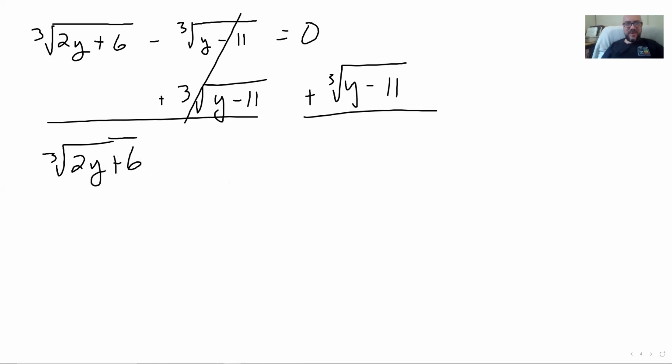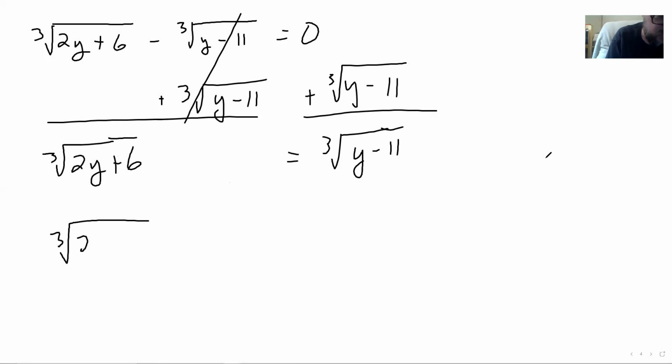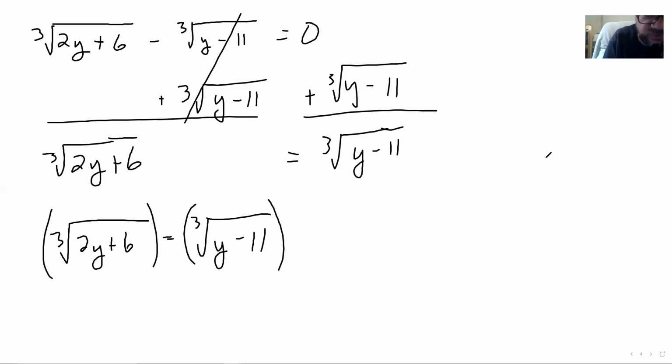Sorry. Didn't mean to have that random aside, and that equals the third root of y minus 11, which I want to write a little closer to each other, just so you can see that the step we're going to take here is the obvious one, which is we're going to raise both sides to the third power. And because there was a 0 on the right side, everything works out great.